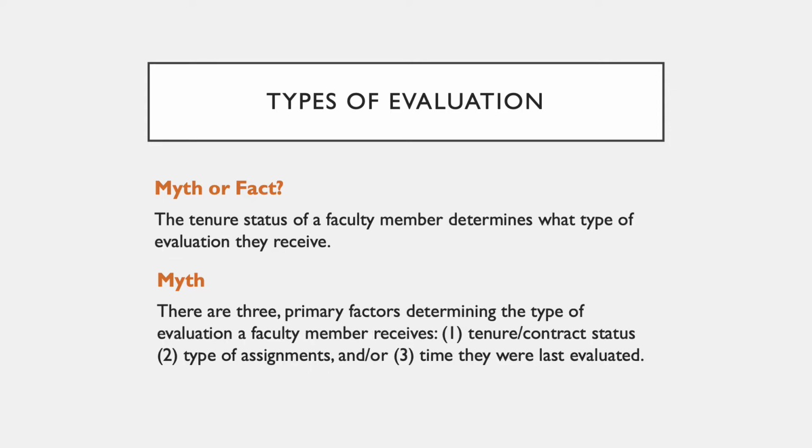So myth or fact, the tenure status of a faculty member determines what type of evaluation they receive. That's a myth. There are 3 factors that determine the type of evaluation. One is their tenure or contract status, 2 is the type of assignment, and then 3 is the time that they were last evaluated.